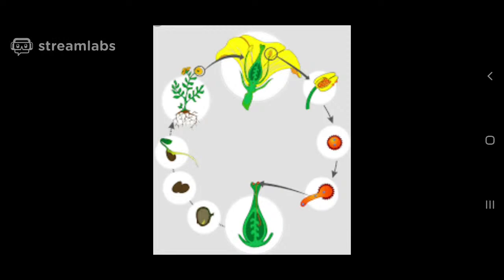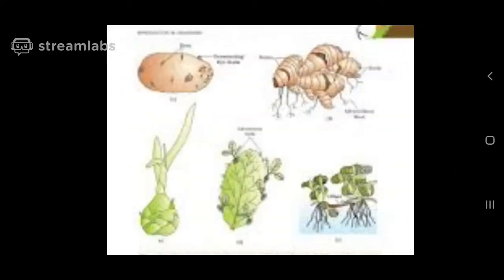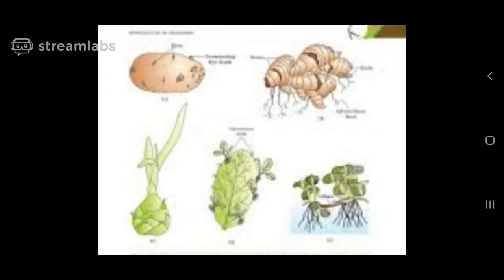The green part, plumule, will develop as, yes, shoot system. The radicle develops as root system. And that develops as a new plant. So like this, the plant replicates. So these are some of the asexual modes of reproduction.